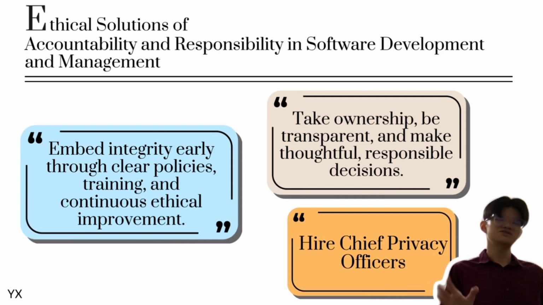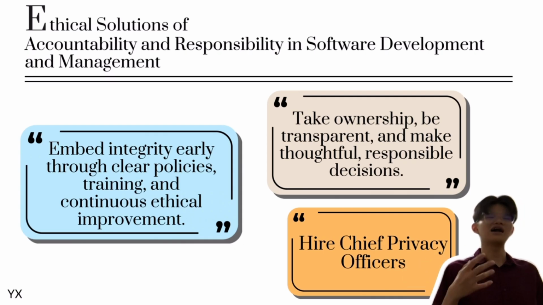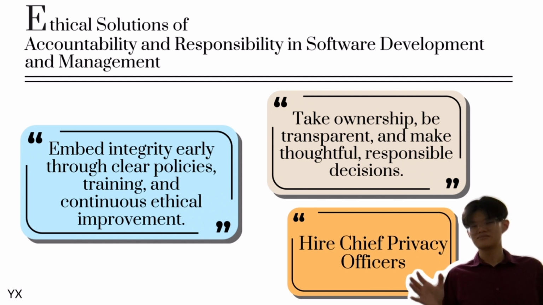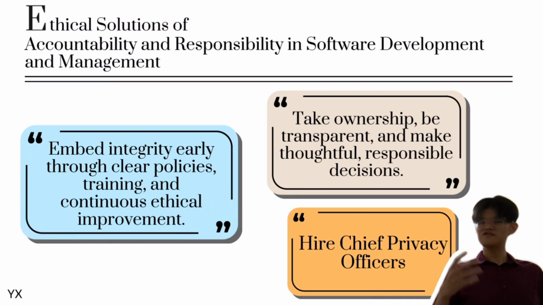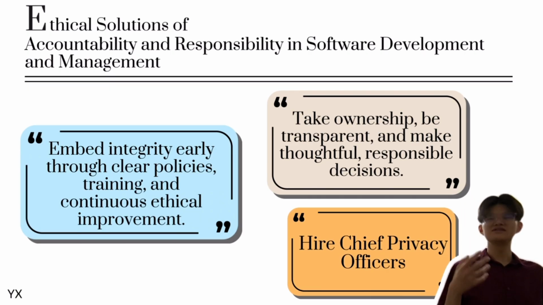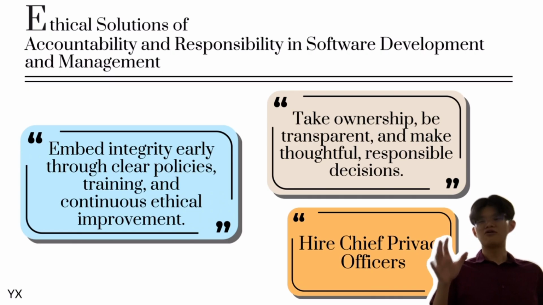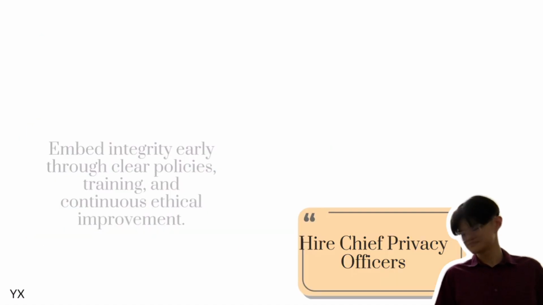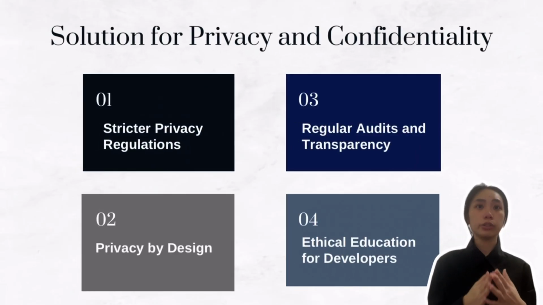Facebook knew about the data misuse in 2015, but they failed to act until 2018, damaging public trust. Additionally, companies like Google have chief privacy officers to prevent issues, but Facebook lacked this early on. Hiring dedicated roles such as chief privacy officers ensures that compliance with privacy laws and ethical standards is prioritized and monitored.